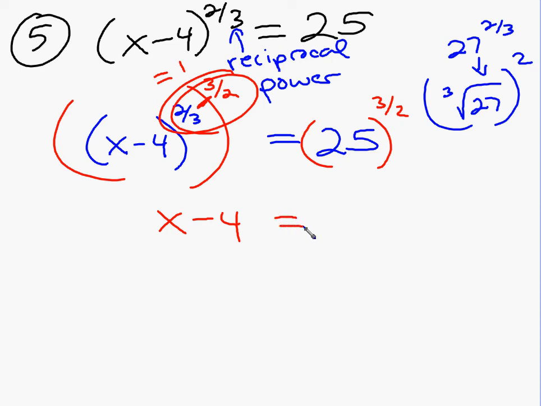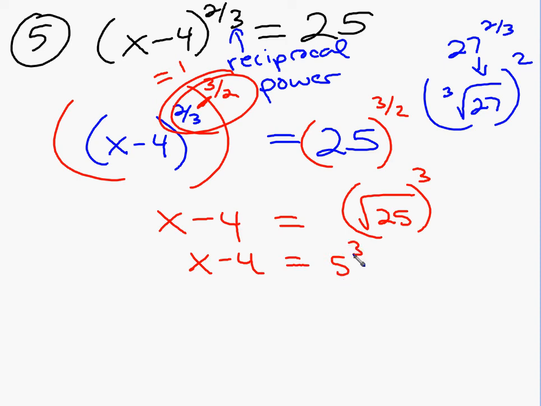On the right side, we have to deal with this fraction exponent. So I have the square root of 25 cubed. Right? So what is the square root of 25? 5. So this is technically x minus 4 equals 5 cubed, which is x minus 4 equals 125. So it looks to me like when I add 4, x equals 129.